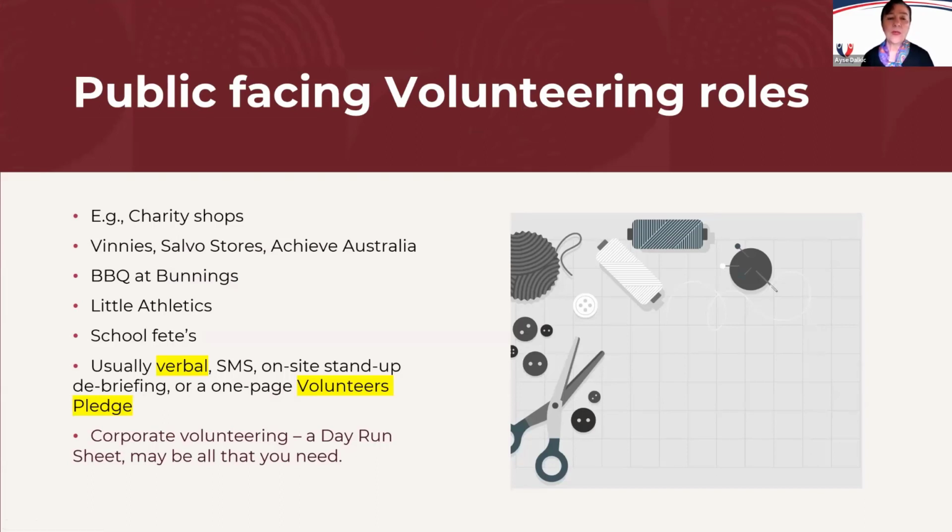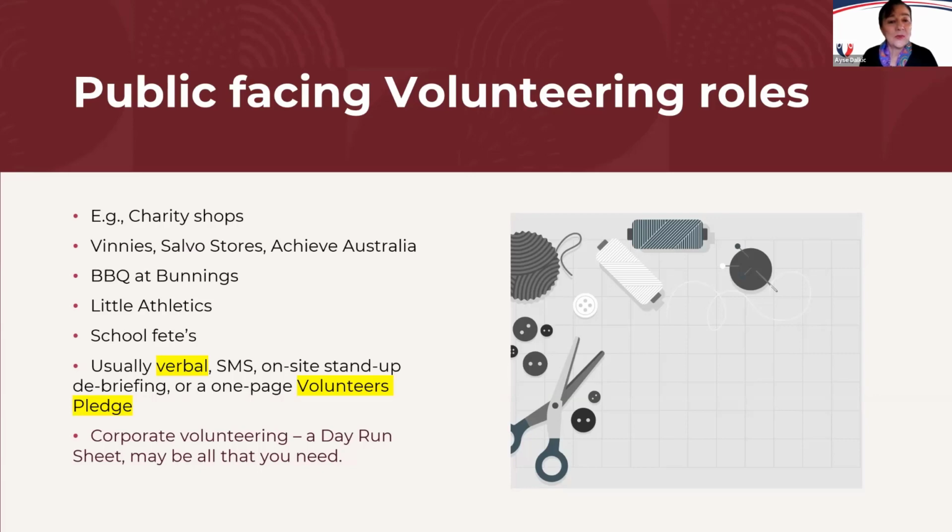Okay, so there are roles where you may be facing the public in terms of community volunteering, where no role description is given to you in a written form, for example, or in the way that I'm concentrating on today. For example, charity shops may have, like Vinnies, Salvos, and Achieve. I'm not saying that they don't. I have been to a fair few of these charity shops, and I had a bit of an opportunity to do some research and ask if they've been given any of this sort of documents. Some have said yes, some haven't.